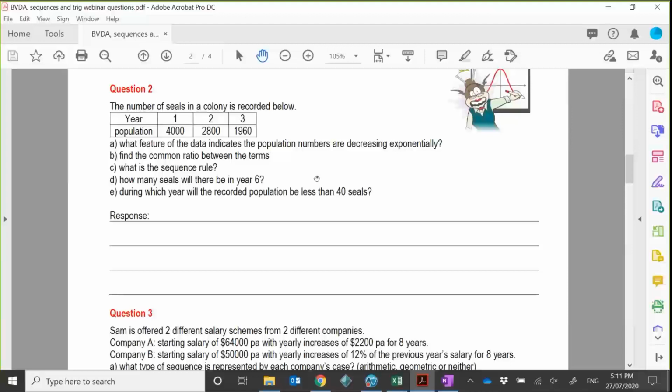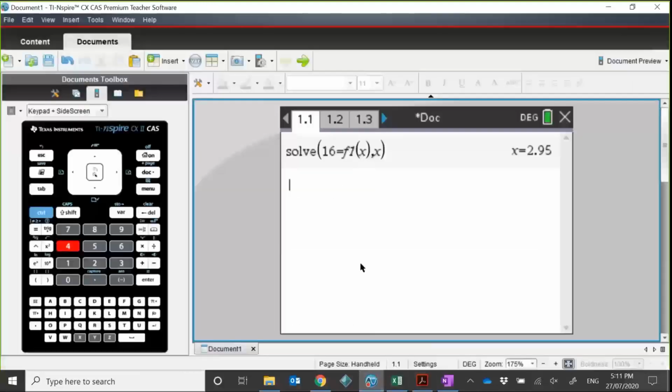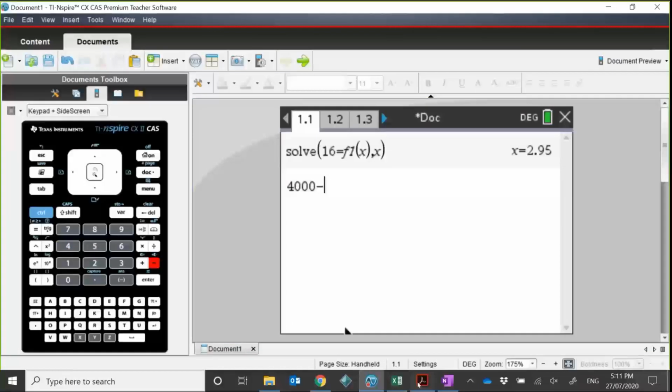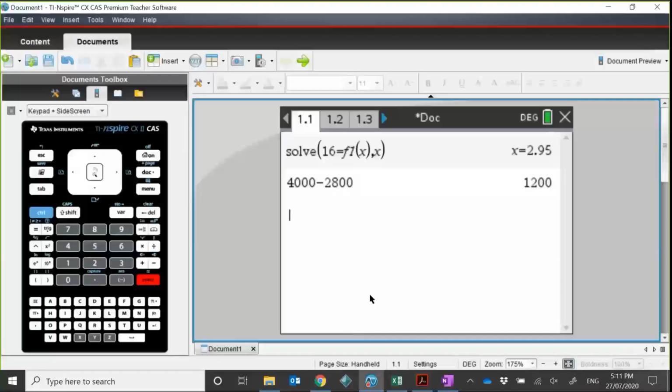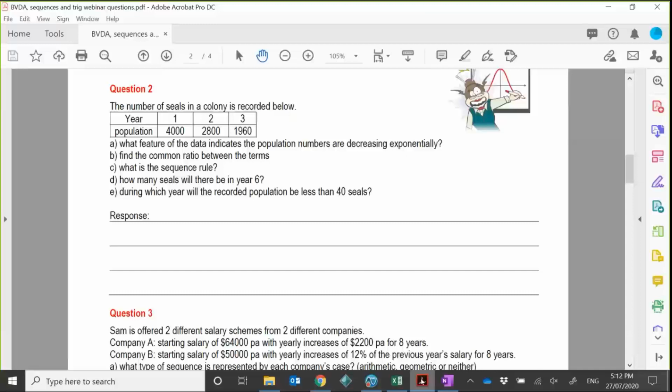And if you have a look at the difference in your populations here, from 4,000 to 2,800, we have gone down by 1,200. So we can do that on here. So we've got 4,000, take off, what was the other number? 2,800. So the first decrease was 1,200. And now our second decrease, if we look at the data again, the second number is 1960.